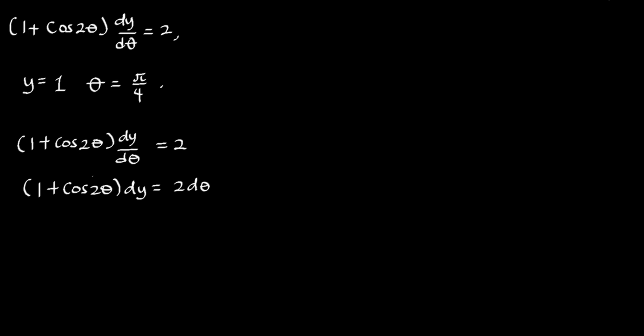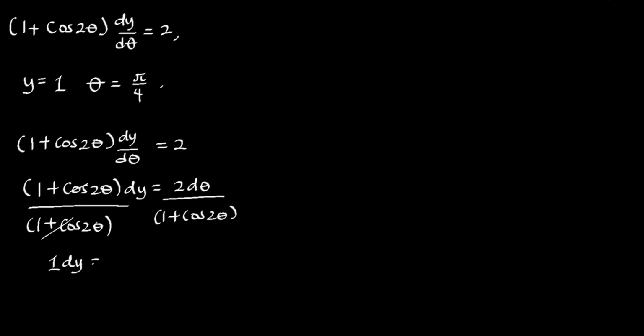Okay, so from here, I will want to group like terms, so that we can continue with integration. To group these like terms, I will divide both sides by 1 plus cosine of 2 theta. Okay, so I can cancel out this. So from here on the left hand side, you're going to have 1 dy equals 2 divided by 1 plus cosine of 2 theta d theta. This is what you're going to have.